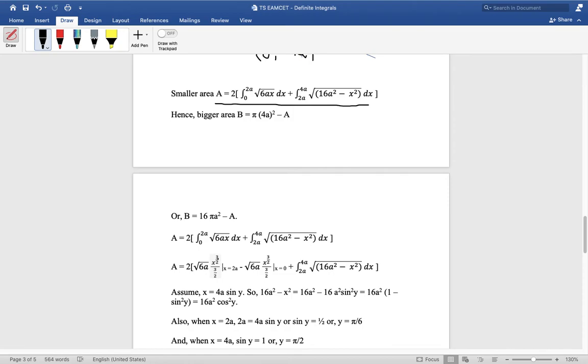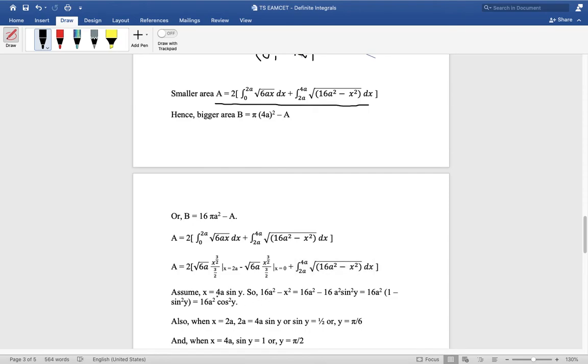So just increase the power by 1 and divide by the new power. So x raised to the power 3 by 2 divided by 3 by 2, plus the integral from 2a to 4a of square root of 16a square minus x square. This can be done by using x equals 4a sine theta or 4a cos theta. Whatever you may want to do, it's completely dependent on you.